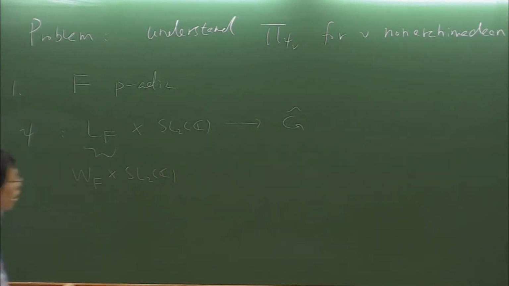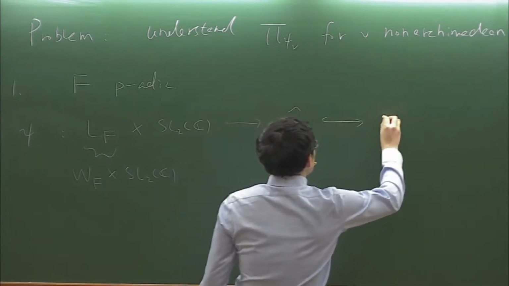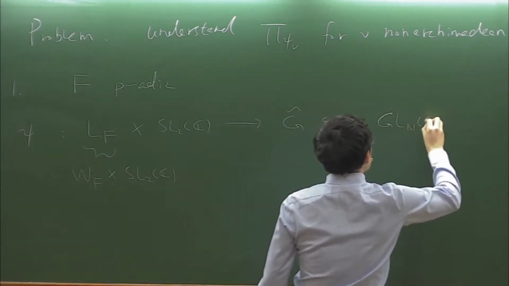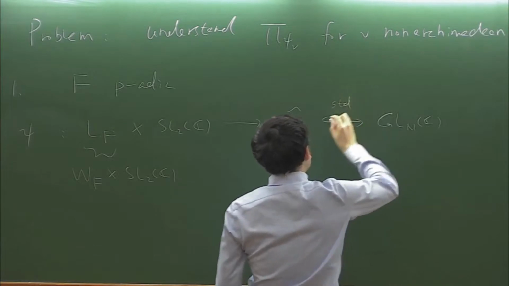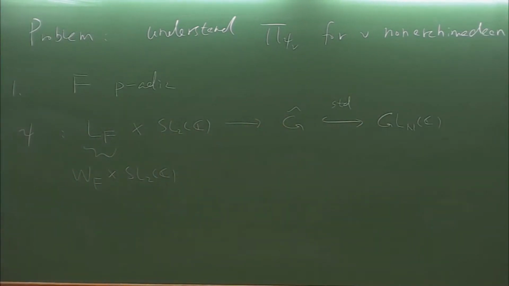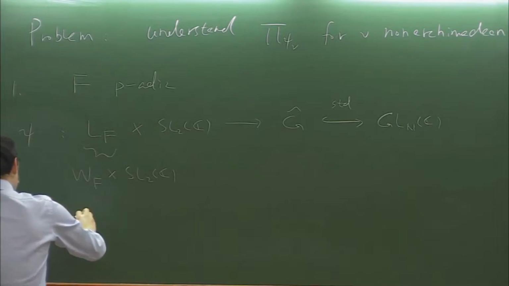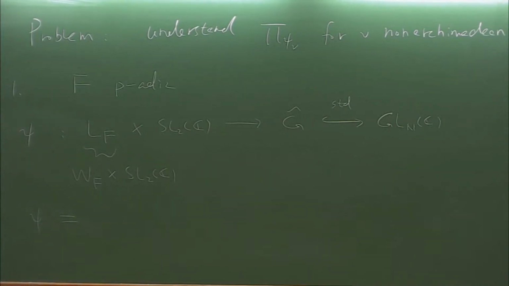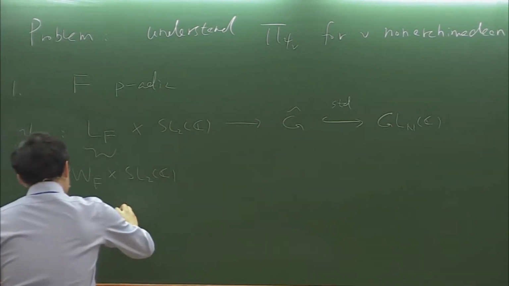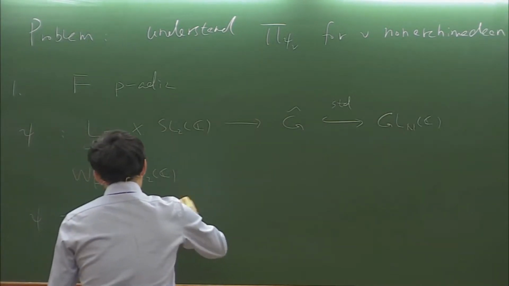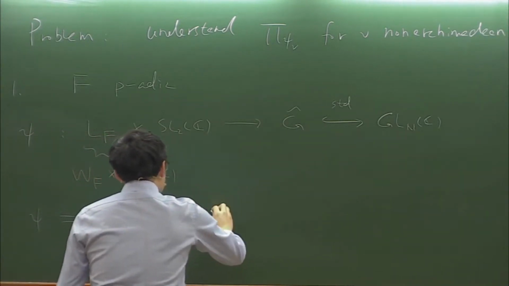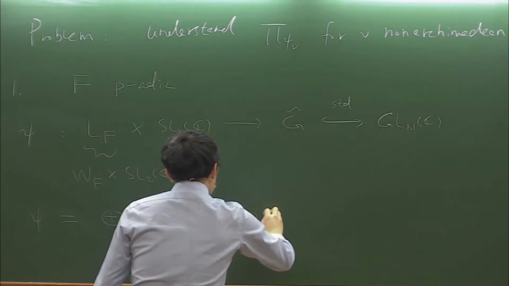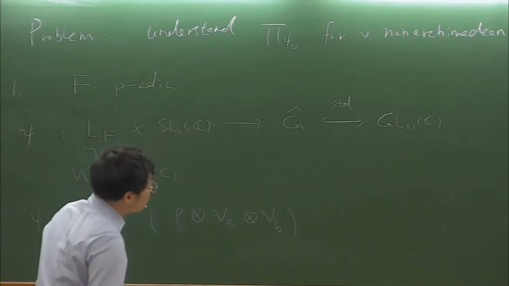And again, we can embed this into GL_N(C) by the standard representation. So we can think of this parameter as an n-dimensional representation of a Weil group cross two copies of SL2C. So we can break this up into irreducible components, and let me write these irreducible components as rho tensor nu_A tensor nu_B.